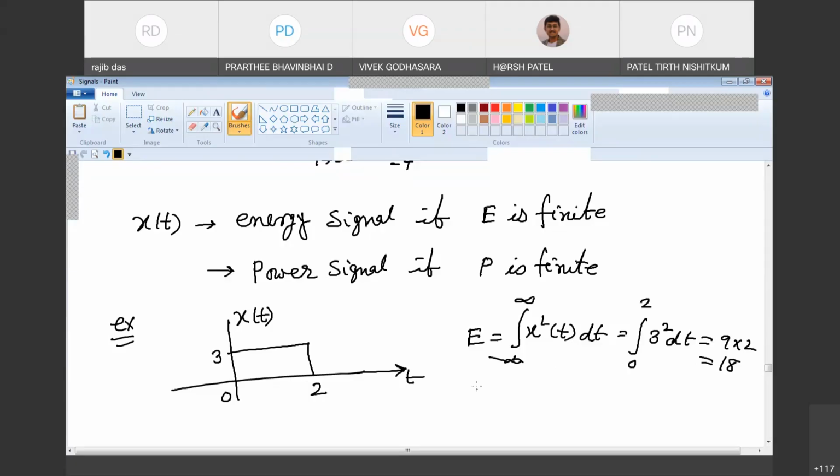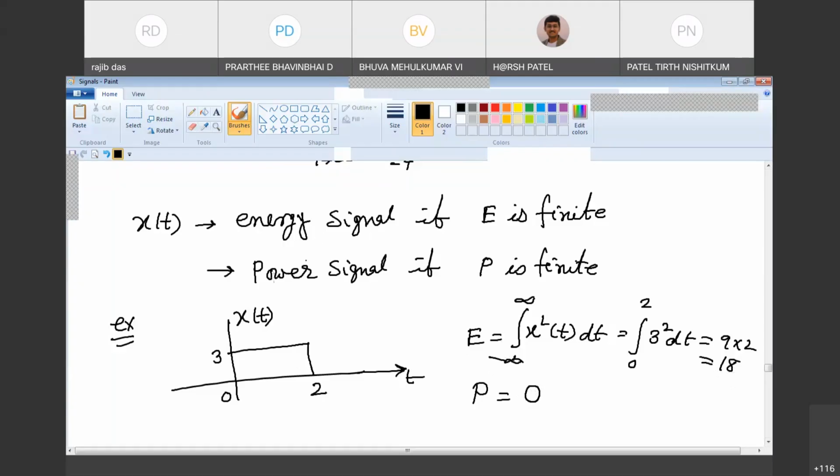And what is the power? Can you please tell me what is the power of the signal? Yes, 0. Because the limit you will consider is minus infinity to infinity, but the energy is finite, 18 only. But if you divide by 2T, T is infinite. So 18 by infinity will become 0.